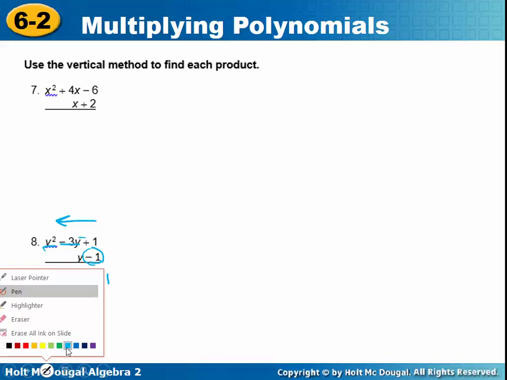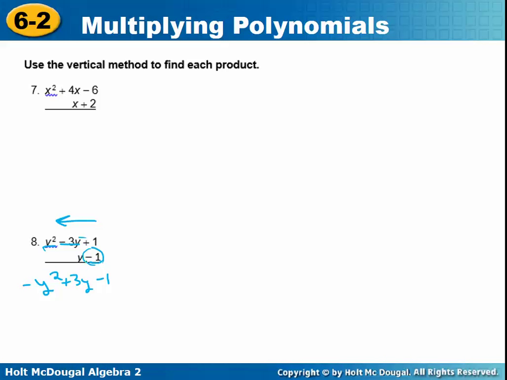Then for the next row, I'm going to do y times each one. So y times 1 is y. I'm going to put a placeholder here because I want to line the y up with the 3y above it. And then y times negative 3y, right? Yep. So y times negative 3y is negative 3y squared. And then y times y squared is y cubed.